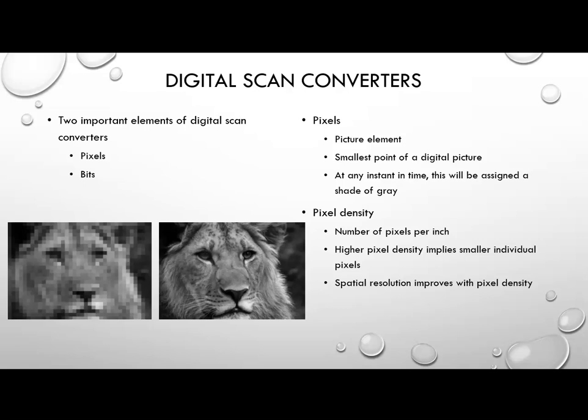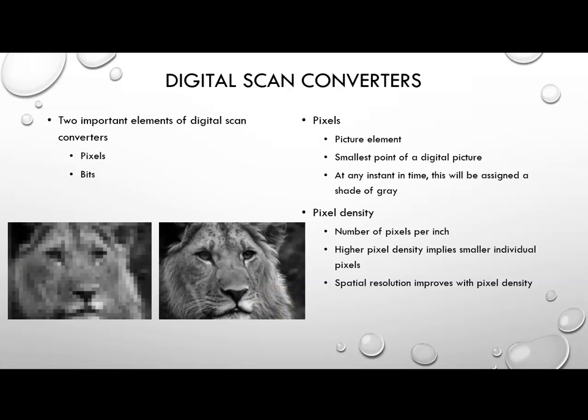The number of pixels is how many points across the scanned image that we can see. So a pixel is a picture element. It is the smallest point of a digital picture. And at any point in time, this will be assigned a shade of gray. The more pixels you have, the better your spatial resolution. So we see here this lion or tiger on the left, or lion I guess it is. And then on the right you can definitely see the better resolution of this beast with more pixels.